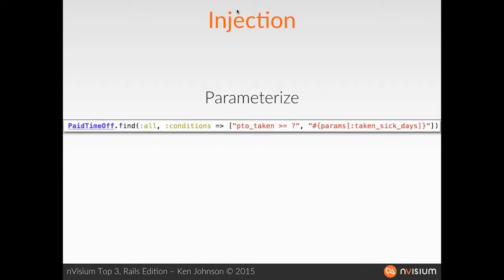So then we talk about parameterize, and I think that this is something that, when people do know about SQL injection, this is the one thing they're kind of familiar with. And the idea with parameterize is you'll see that we've got actually two separate pieces of data here. When we give conditions some information, we actually pass it an array. The first portion of that array is the SQL query, and anything after it is what's going to be replacing that question mark that you see, to the right of PTO taken and greater than or equal to.